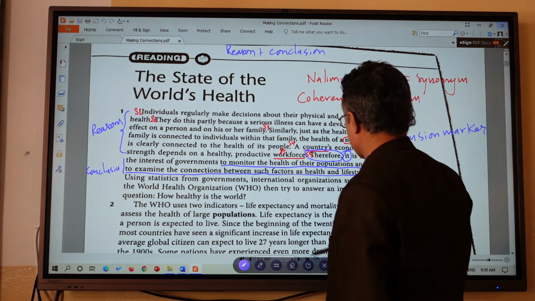Now S5, now write S6. This paragraph has 6 sentences. How many sentences? 6. And the conclusion has come in the 5th sentence. Sentence 1, topic sentence. Sentence 2, supporting detail 1. Sentence 3, supporting detail 2. Sentence 4, supporting detail 3. Sentence 5, conclusion. Now look here. Let's write here.